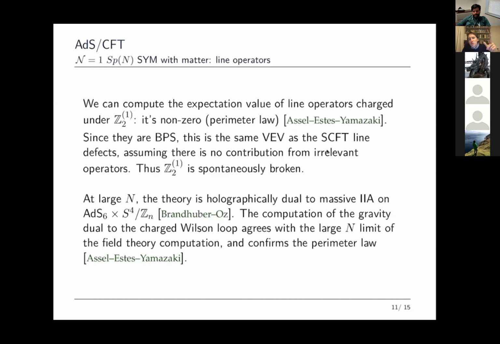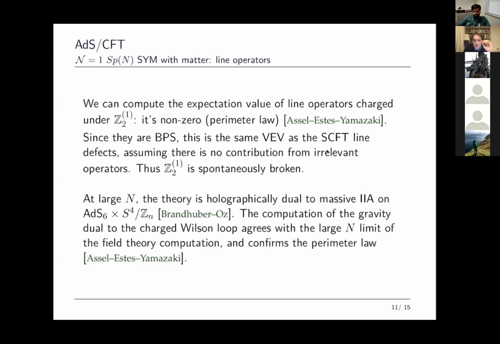Furthermore, we can also compute the VEV using holography. The same model is holographically dual to anti-de Sitter backgrounds in massive type IIA, and the computation in the large n limit agrees with the computation of the dual gravity observable, which is just a fundamental string stretched in AdS.